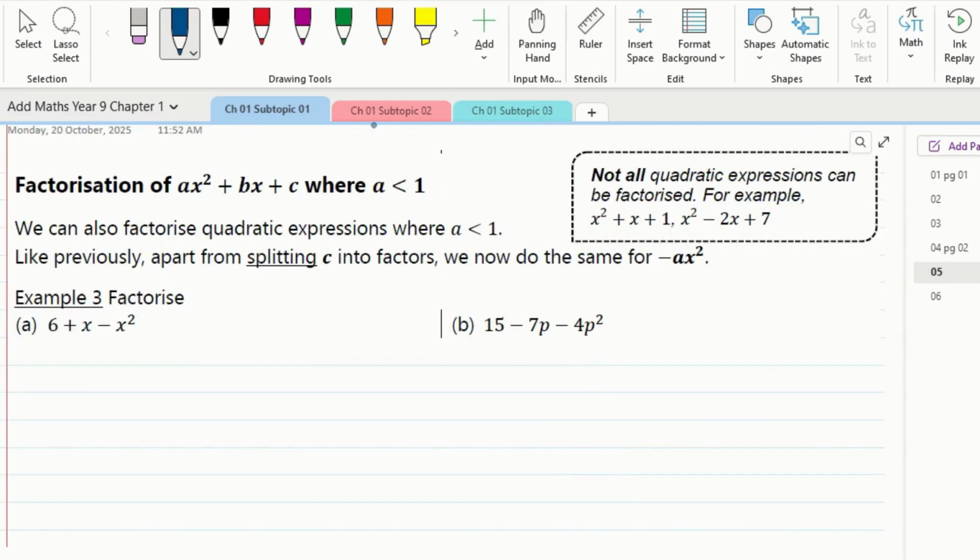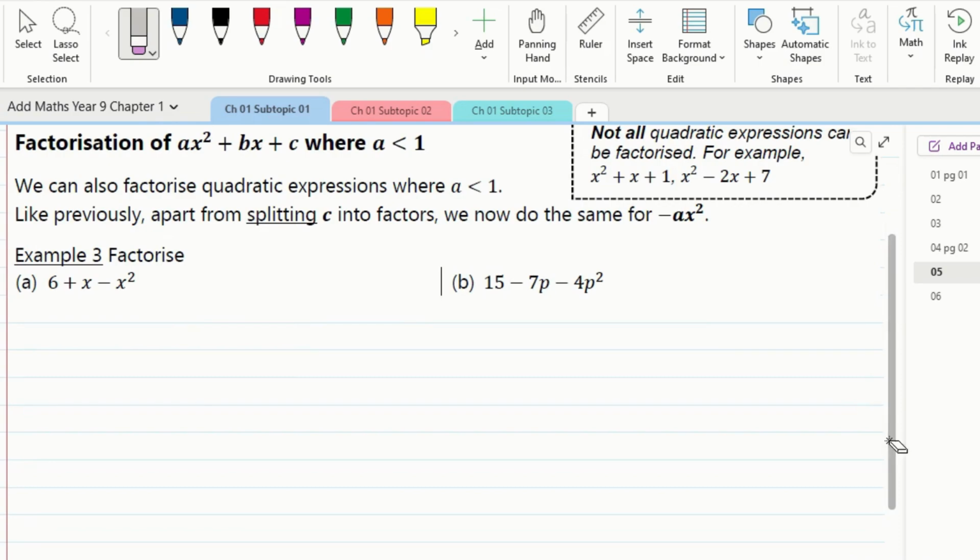Alright, moving on to the next one is going to be quadratic expression where a is negative. So a over here, reminder again, is the coefficient for x squared. So here, when you have a look at the example, x squared has a negative sign in front of it. So here we can also factorize this, but you also need to do splitting factors for negative x squared in this case, and -4p squared for this case. Alright, now let's do it.